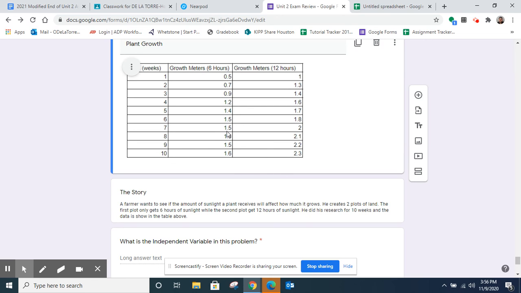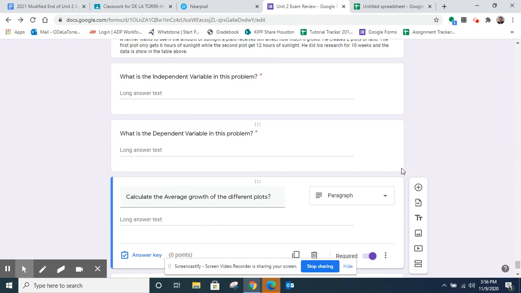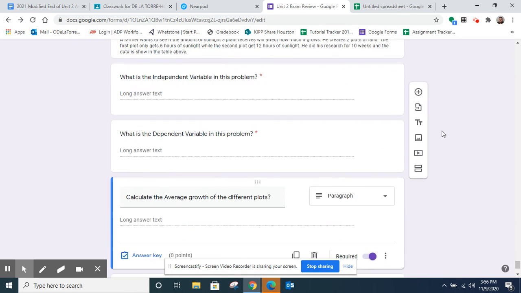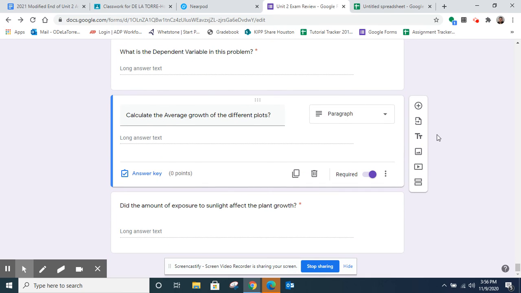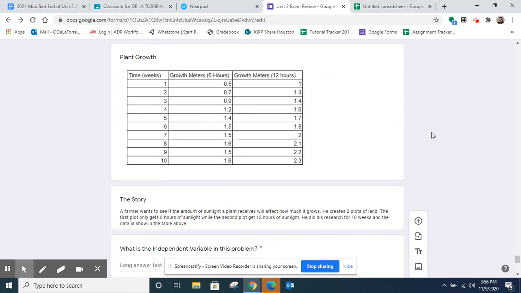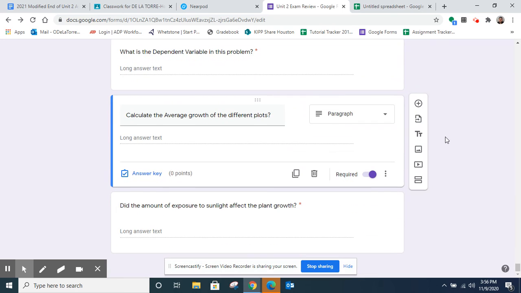So if we actually look at the average for the different plots, my answer right now is this. For plot 1, my average growth was 1.24 meters. For plot number 2, my average growth was 1.74 meters. That means 0.5 of a meter difference. That means on average, plot 2 grew 1.5 feet more than plot number 1 did. So the question comes down to this.